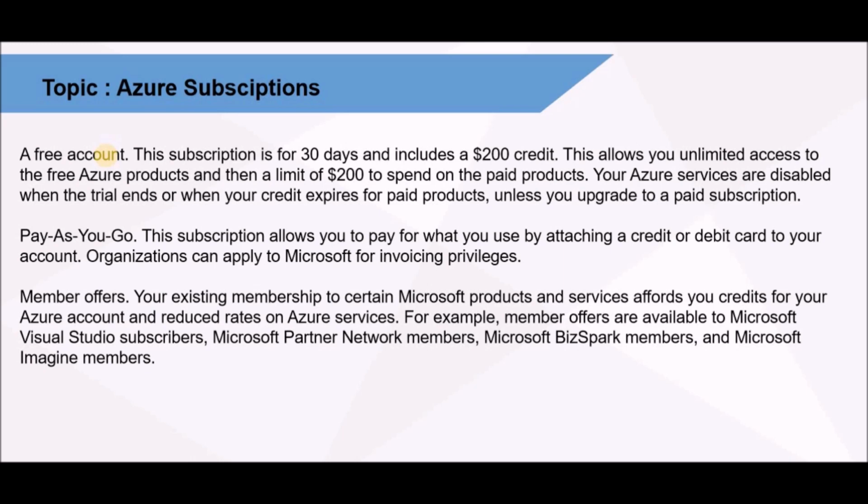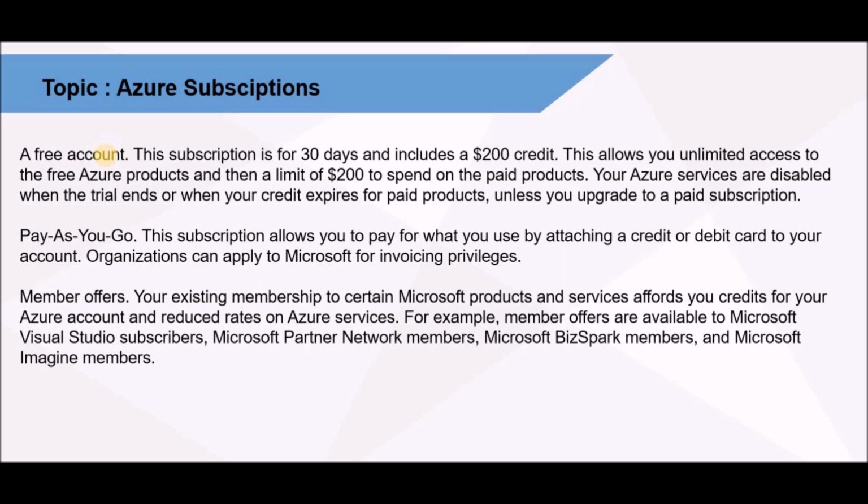So for that paid, Azure is going to give you a $200 credit. Your Azure resources are disabled when the trial ends. So whenever you exceed $200 or the 30 days are completed, then all your Azure products or services will be disabled, or when your credit expires for paid products, unless you upgrade to a paid subscription like a pay as you go model. That is what this means.